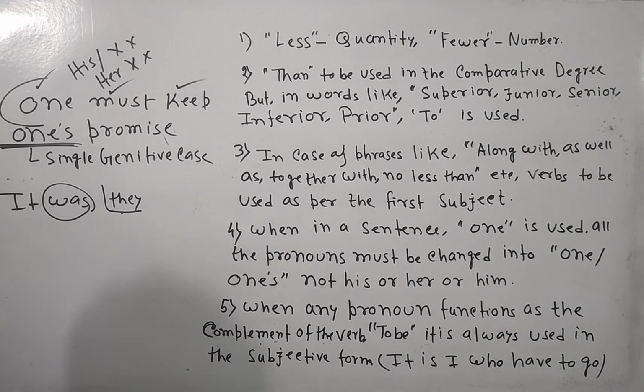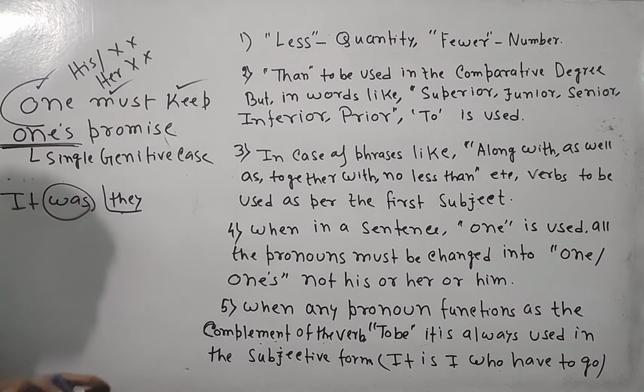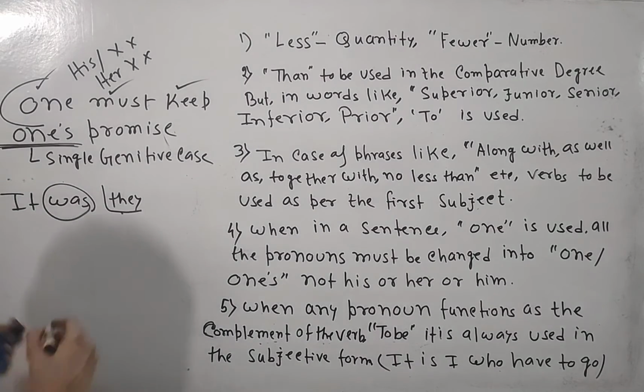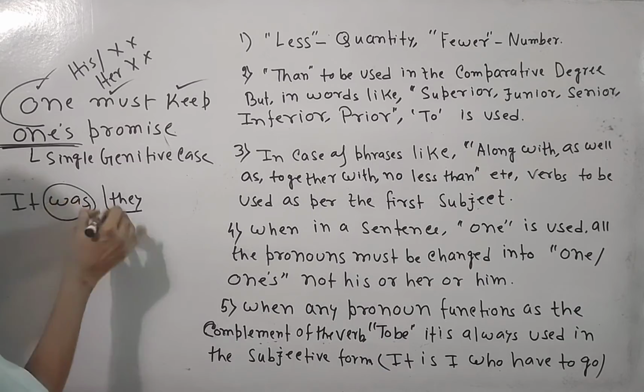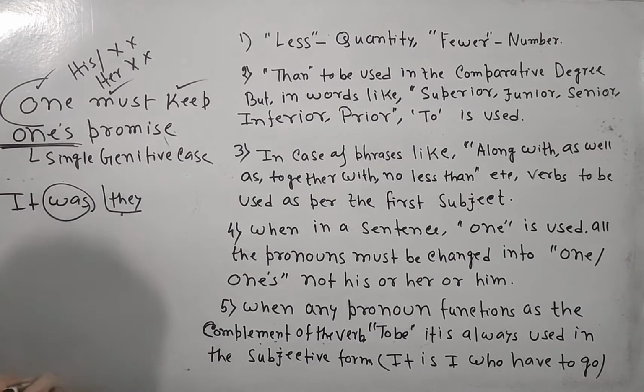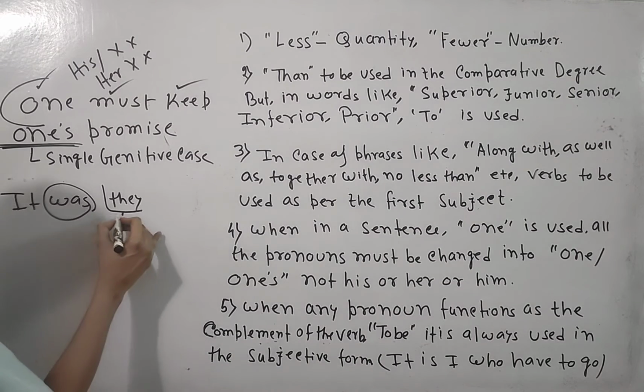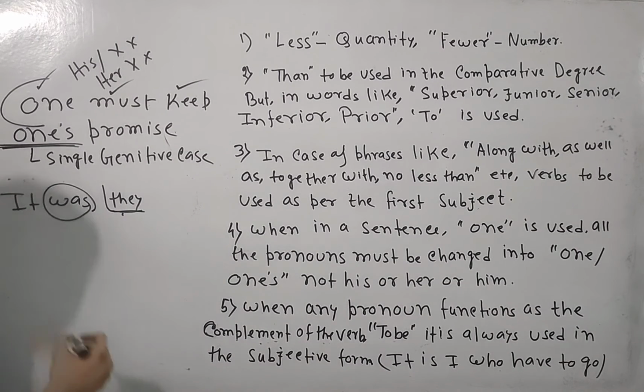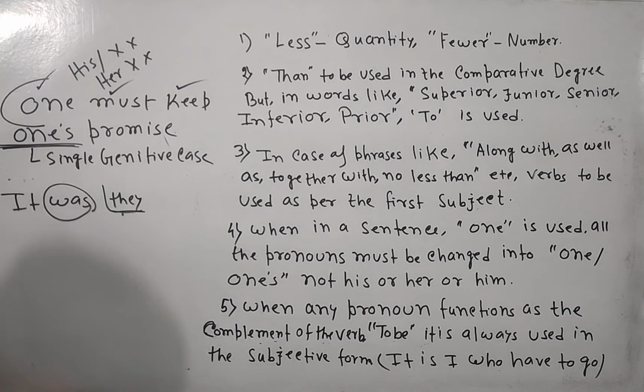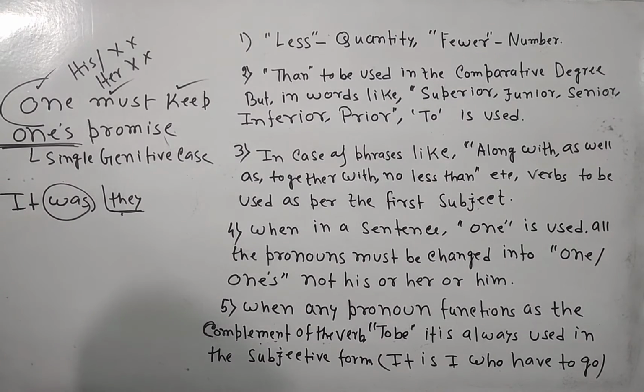So whenever any pronoun functions as the complement of the verb, here they is functioning as the complement of the verb, it is always used in the subjective form. So automatically we have used they in the subjective form, because they is the subject, them is the object, their is the possessive pronoun, theirs is the double possessive pronoun.